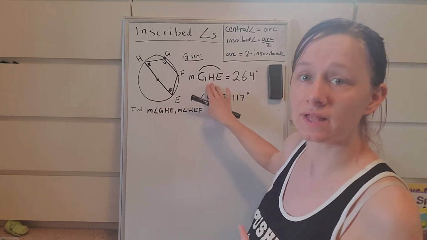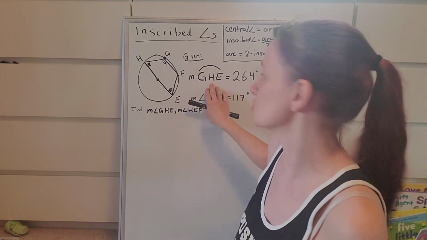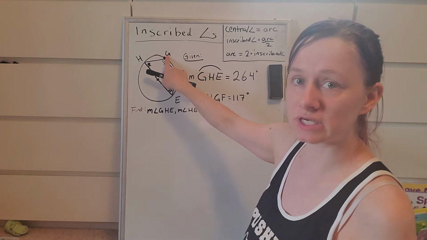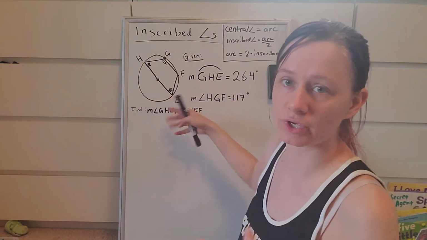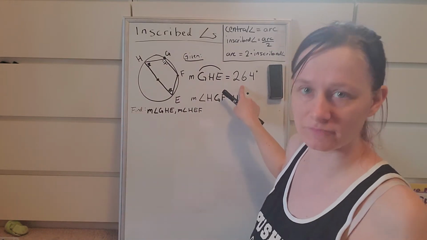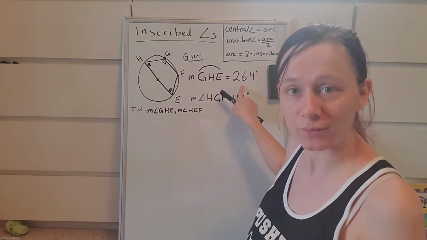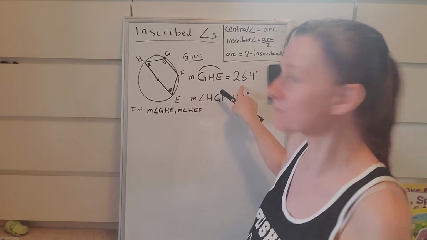This is a 3-letter arc, which means it's probably a major arc. It starts at G, goes past H all the way around to E. So you're looking at the big giant one. Also, obviously, we're given the measure of it. We know it's more than 180. That tells us it's a major arc.